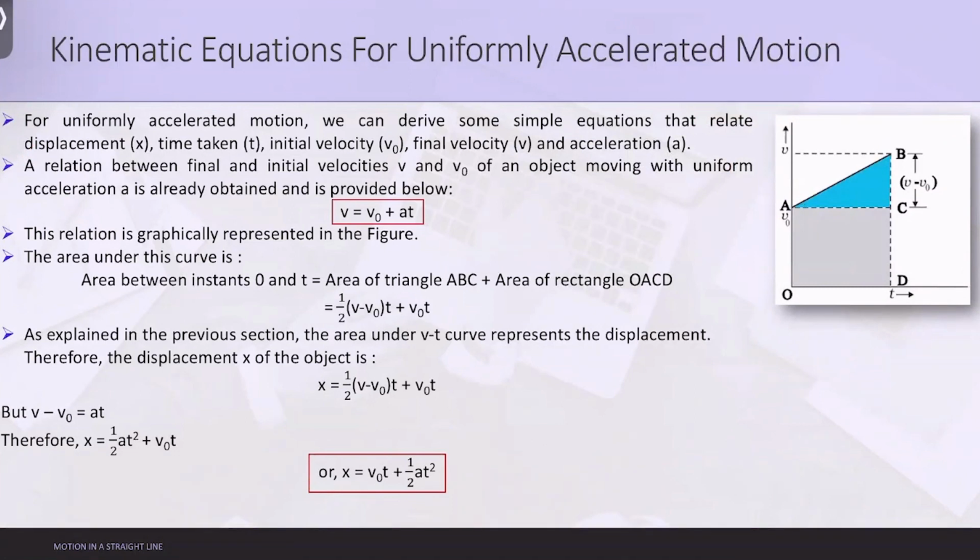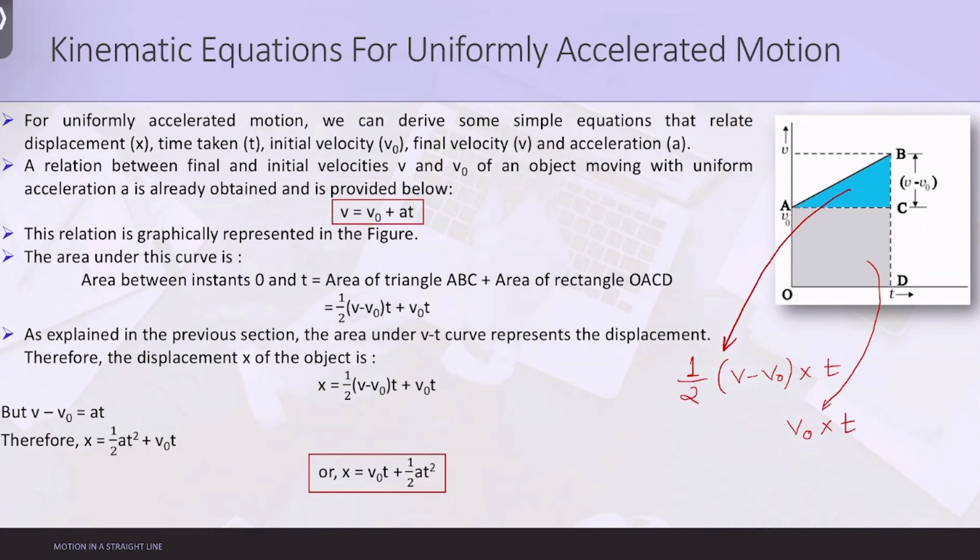The area under the curve between instants 0 and t will be equal to the area of triangle ABC plus the area of rectangle OECD. How to calculate this? As this is v naught, this will be v minus v naught. Calculating the triangle first, that is half into v minus v naught into time taken, as this base will be time. The rectangle will be v naught multiplied by t.